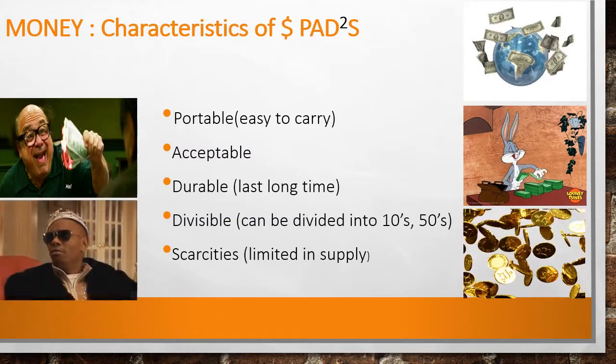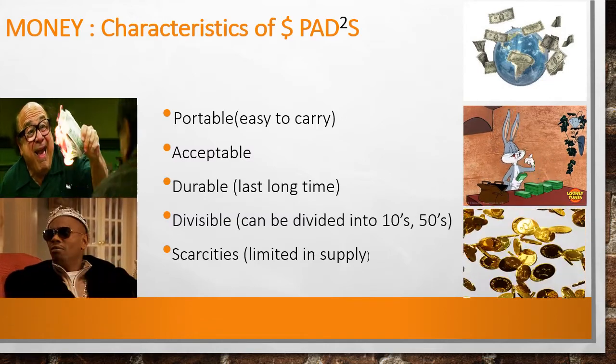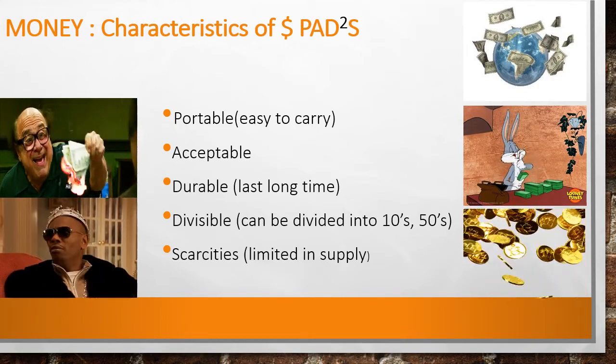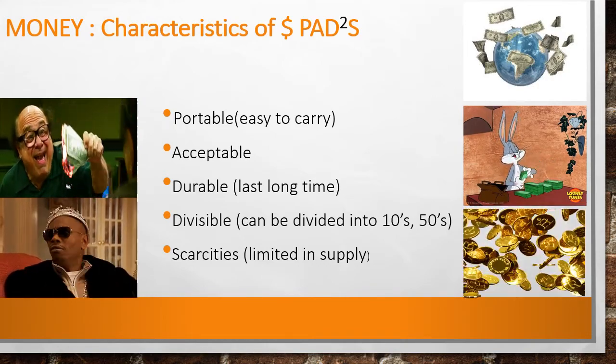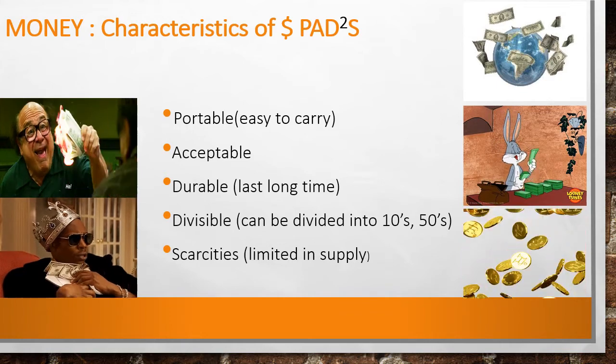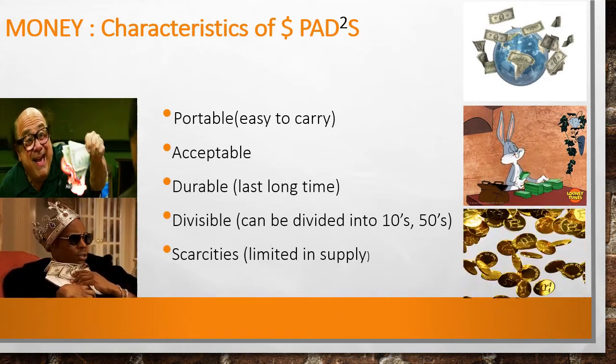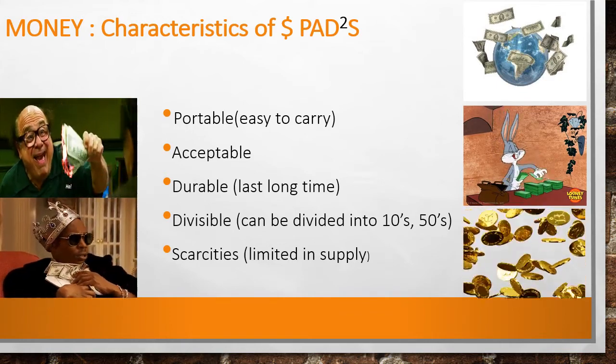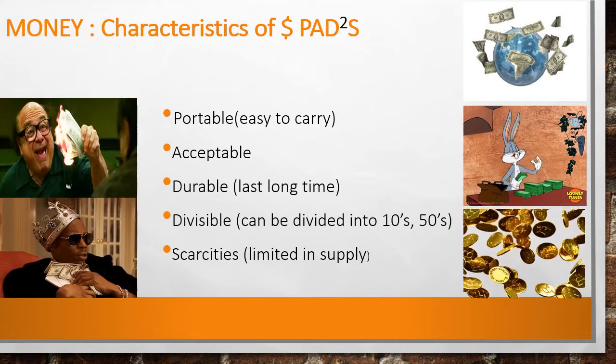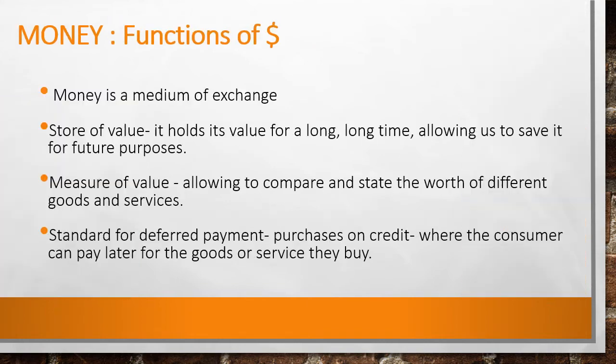And finally, scarcity refers to being limited in supply. So to keep it simple, all you have got to do is remember PADDS stands for portable, acceptable, durable, divisible, and scarcity. Moving on, let's go through the functions of money.